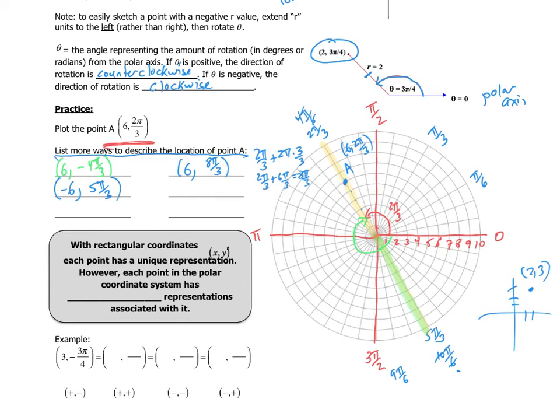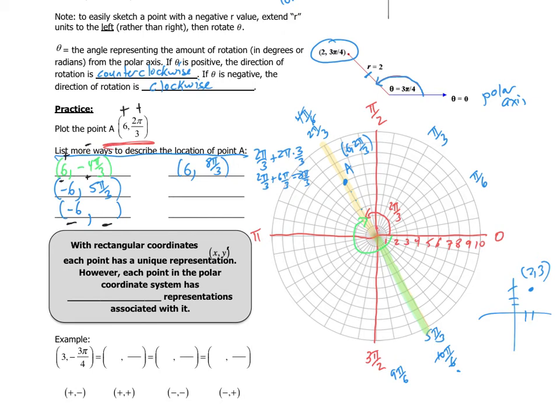Okay, let's try another one. So we've had both r and theta positive. We had r positive and theta negative. We had r negative and theta positive. Let's see if we can write one with both r and theta negative. So we want to try to write one with negative r and negative theta. Negative r is obvious. We only have one choice. That would be negative 6. Well, how could we write a negative angle for this? How do we get negative 6 and a negative angle?